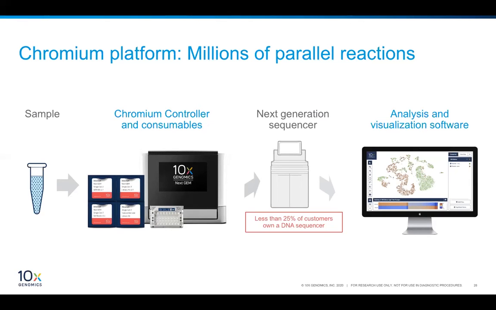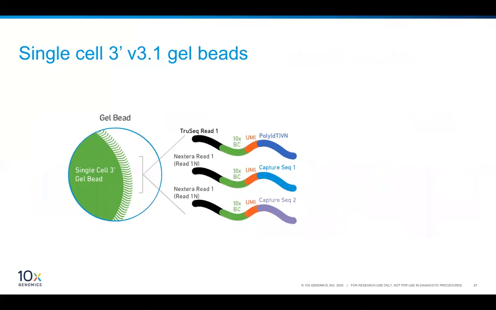The single-cell reagents and consumables include the gel beads, which are our primer delivery systems, the microfluidic chips for partitioning cells or nuclei, and the library construction reagents. The workflow generates libraries that are ready for short-read sequencers. After sequencing, the results are analyzed using our Cell Ranger pipeline and visualized using the Loupe browser, both of which are available for download from our 10x website.